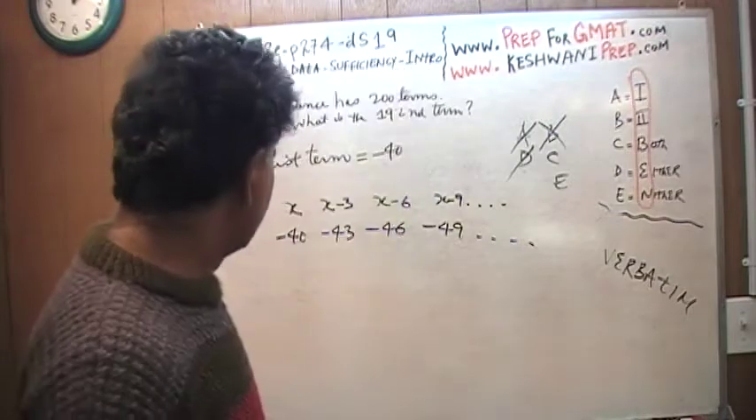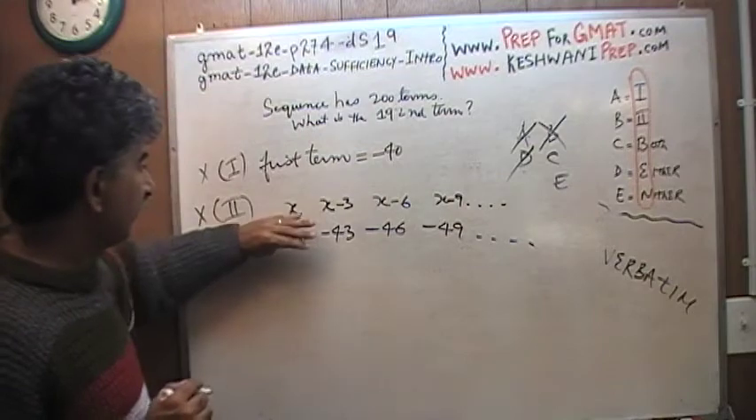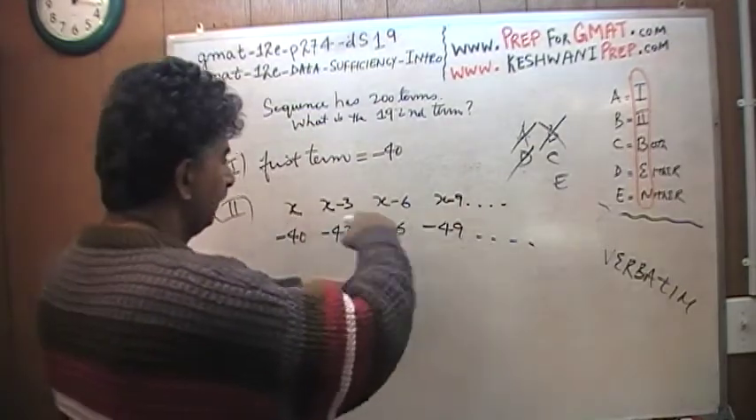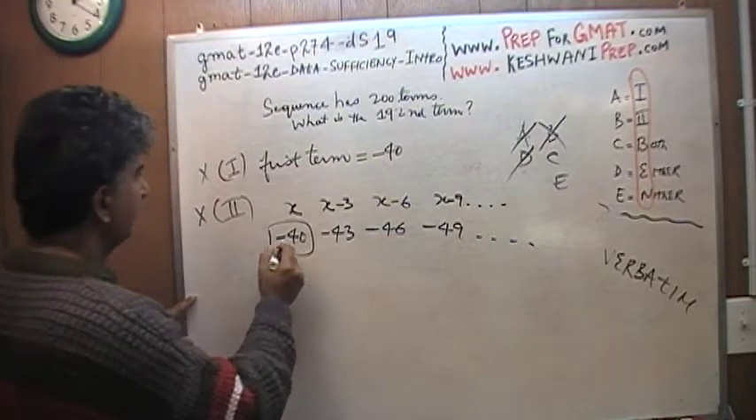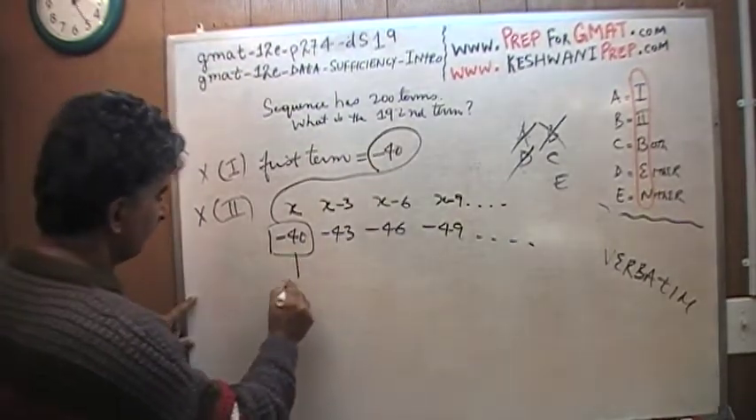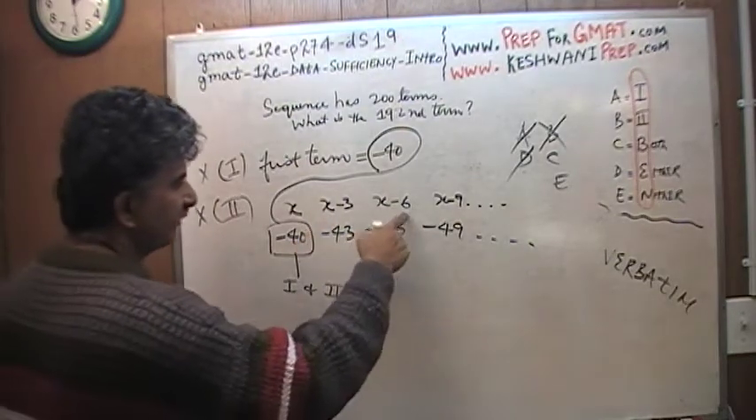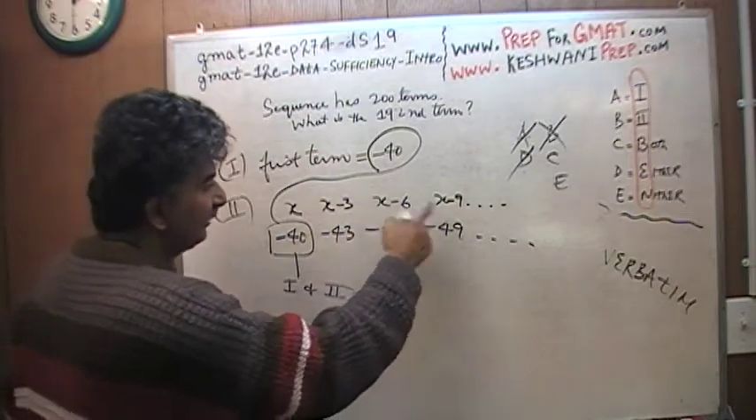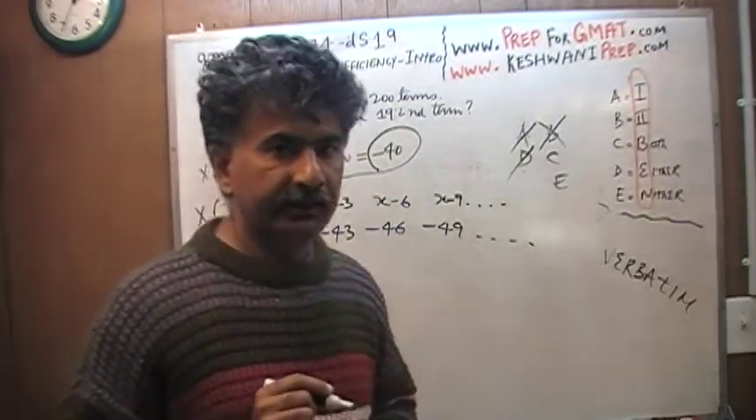Therefore, the second statement itself does not give us enough information, because the second statement only told us that they go down by 3. But putting them together, this information here, negative 40, came from the first statement, right here. So putting the first statement and second statement together, the second statement tells us that it goes down by 3 each time. Putting them together, it is possible to figure out the 192nd term.